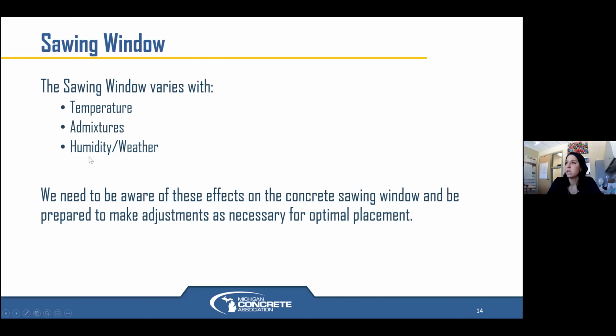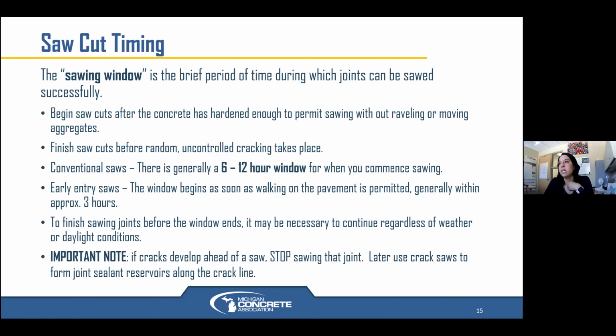you can do a pretty good job of judging when your concrete needs to be cut. So again, the sawing window is the brief period of time during which joints can be sawed successfully. Begin your saw cuts after the concrete has hardened enough to permit sawing without raveling or moving your aggregates. Finish your saw cuts before random uncontrolled cracks take place. Conventional saws, there's generally a 6 to 12 hour window for when you commence sawing. And that's a pretty large window, guys, 6 to 12 hours. It may be shorter than that, but there's a decent sized window for our saw cutting in which we're not going to traditionally have issues.